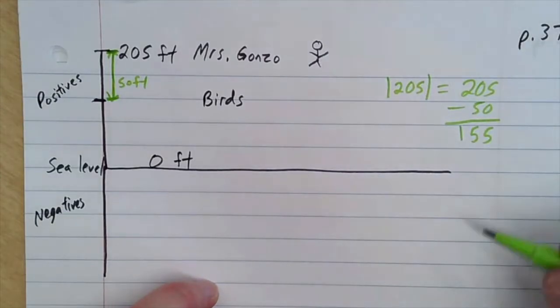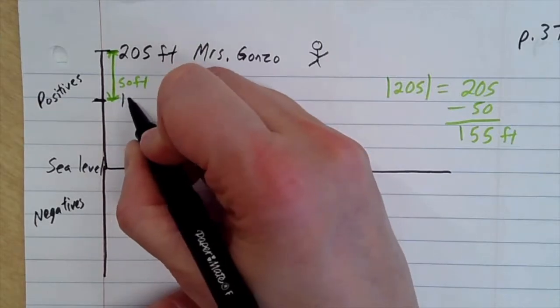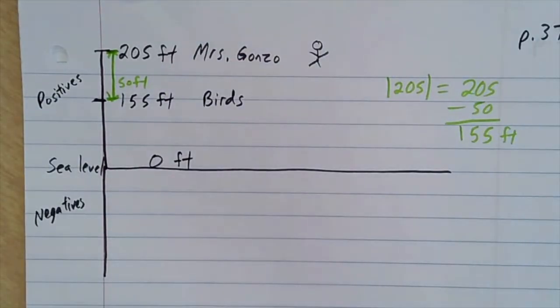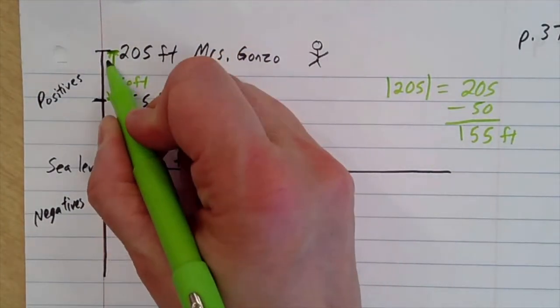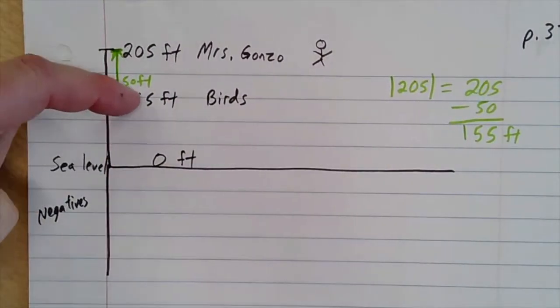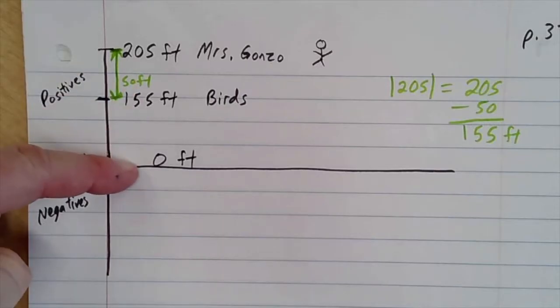So the birds would be at 155 feet. They're still above sea level, so they're positive. Both of these numbers are positive. They're just 50 feet between where she's at and where the birds are at. So there's 50 feet difference. But they're also 155 from that to 0.